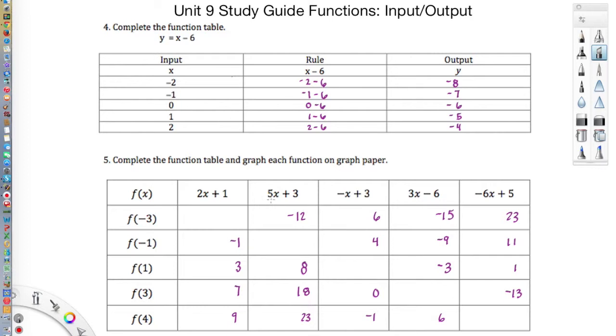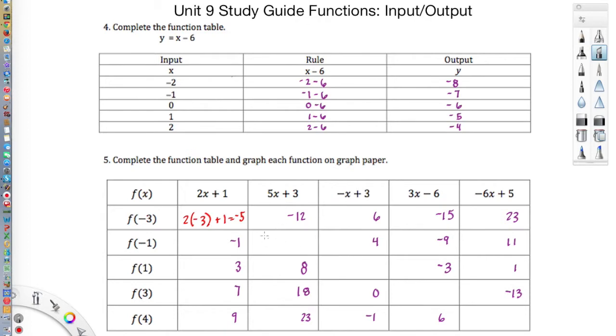This is not for copying. If you copy this, you're just wasting your time. This is to check to see if you're doing it right. Okay, we have the function 2x plus 1. I plug in a -3, so I get 2 times a -3 plus 1. Okay, 2 times a -3 is going to be a -6. Okay, and a -6 plus 1 is going to be a -5.